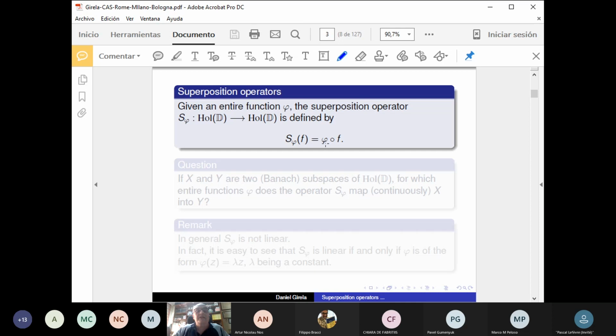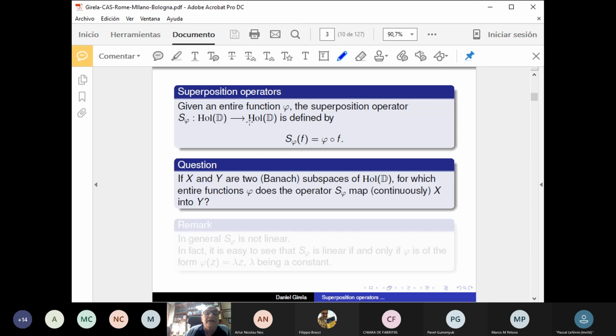And of course, the natural question that we have in this setting, similar to the one that we have in the setting of composition operators, is the following. We have two natural spaces X and Y of analytic functions, say Banach spaces or Frechet spaces, something like this. And we want to characterize the functions phi so that S phi maps X into Y, and we can speak about continuously or boundedly, or something like that. So this is the natural question.